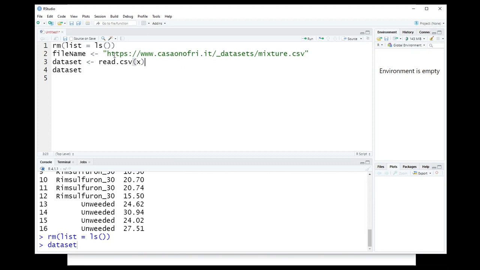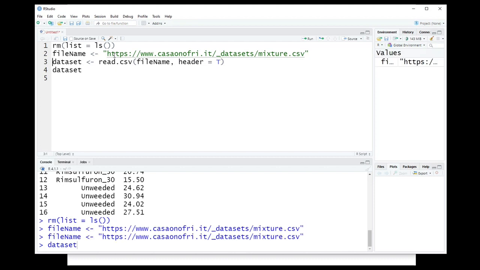So let me check whether this works. Then we get the file name and use it inside the function read.csv, as we did a few weeks ago. Then header equal TRUE. That is not strictly necessary, but it says that the first line of our data set is made by the names of the columns. So let's see whether it works.